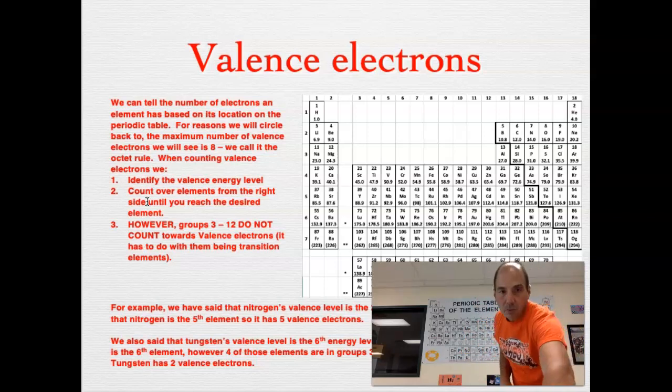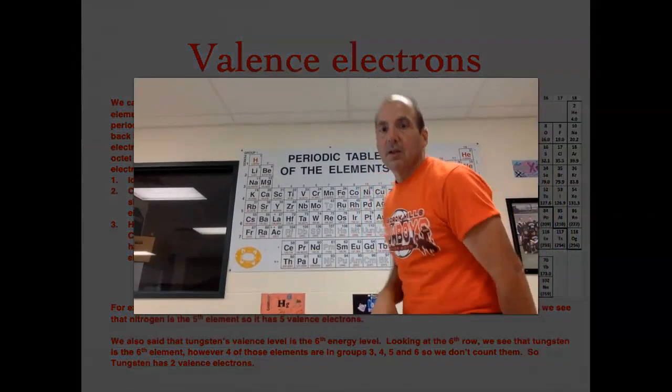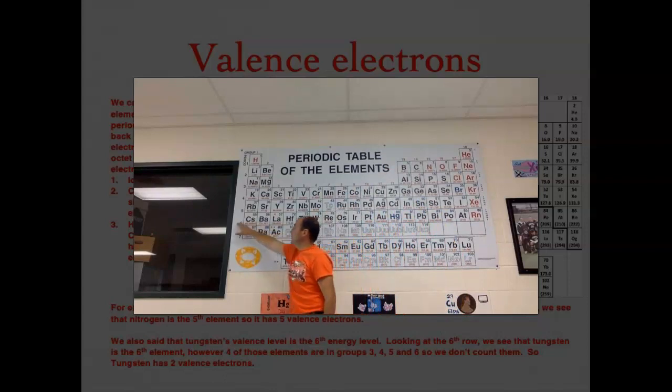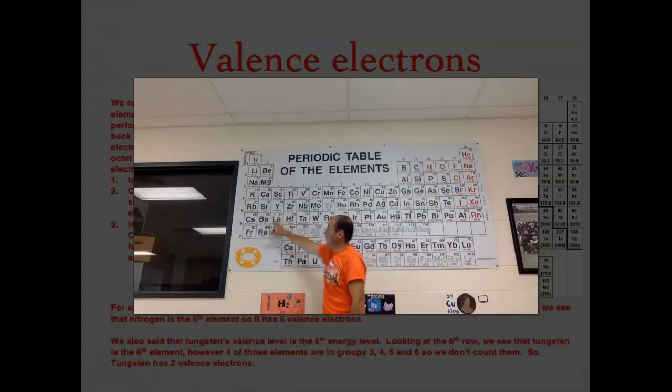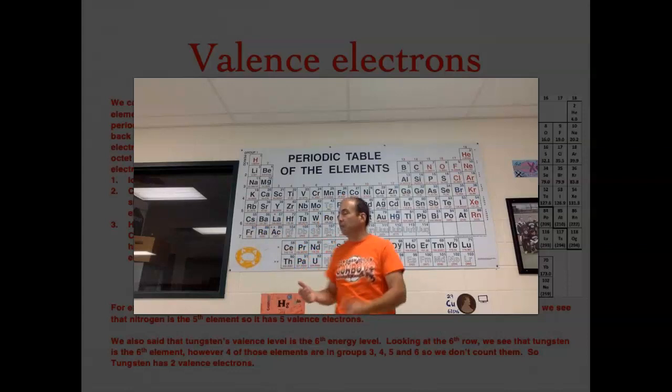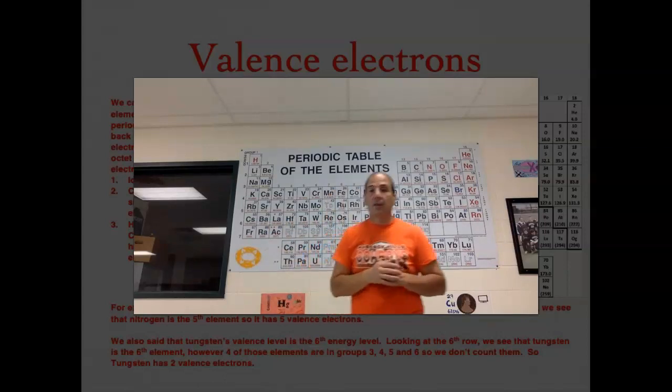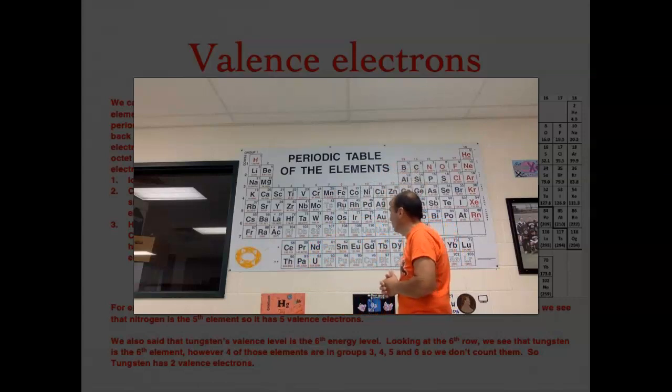Okay? So let me switch views and explain my point here. Let's talk about tungsten again. We said that tungsten's valence is the 6th energy level. So I come over here and I count over 1, 2. Now I don't count these, but I hit tungsten as I go through. So tungsten only has 2 valence electrons. Even though it's the 6th one in, it only has 2 valence electrons. 2 of them are in the 6th energy level. These are in different energy levels. They're actually in the 5th or possibly 4th. And I'll eventually talk about that.